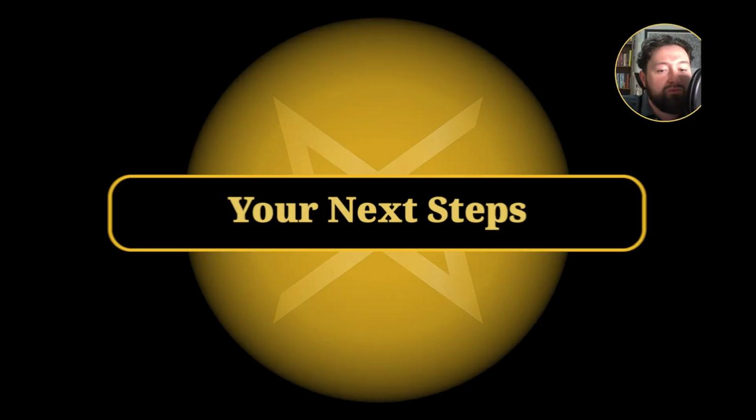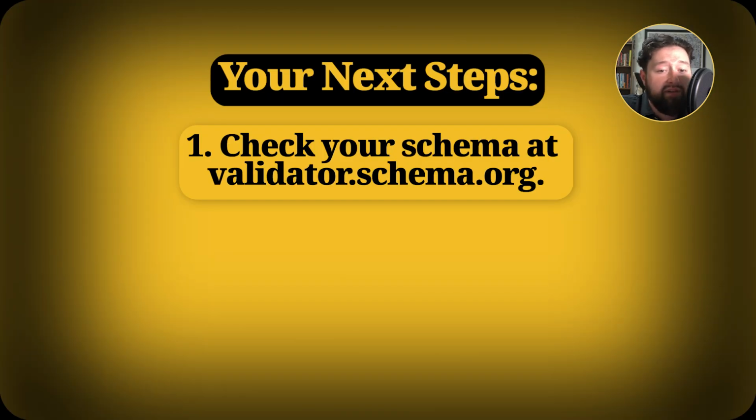Here's what I want you to do this week. Go to validator.schema.org and check your homepage and your main service page and your contact page. Just to see what you have, it takes all of 5 minutes.